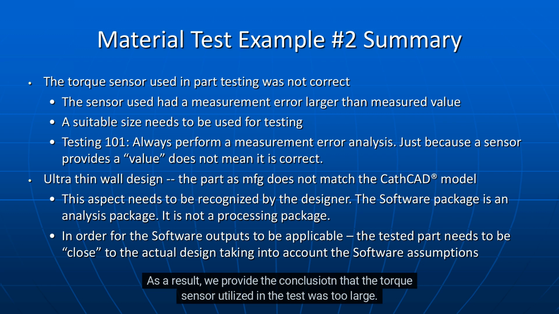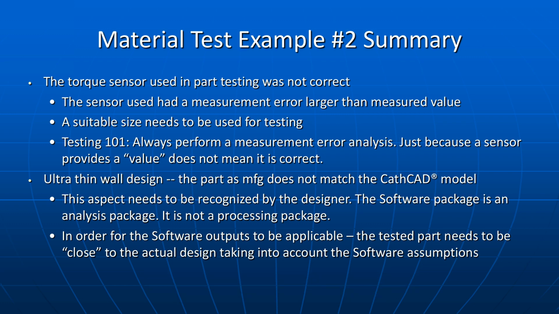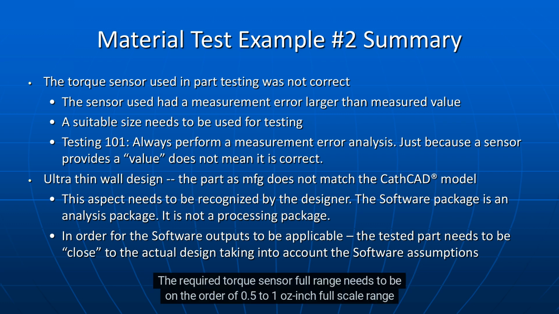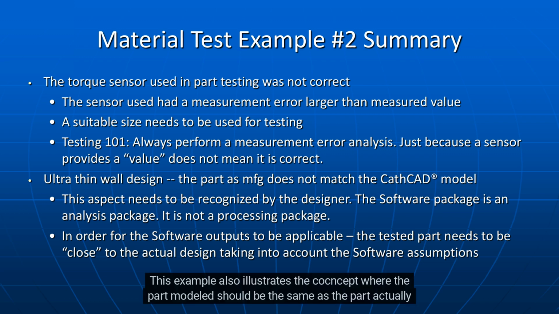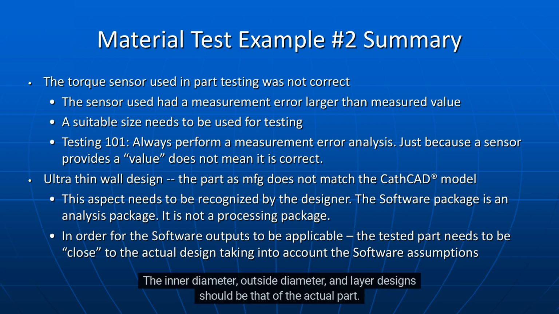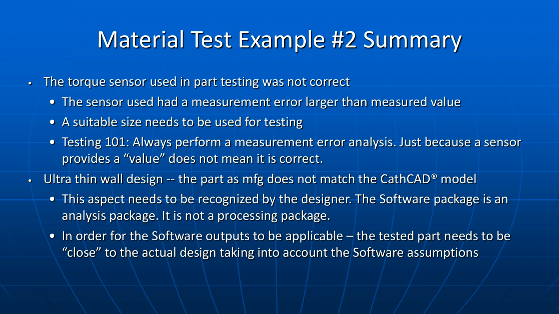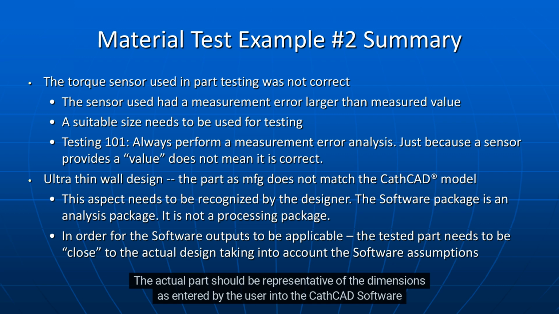As a result, we provide the conclusion that the torque sensor utilized in the test was too large. The measured value is meaningless. The required torque sensor, full range, needs to be on the order of 0.5 to 1 Oz-inch full-scale range in order to measure the prototype. This example also illustrates the concept where the part modeled should be the same as the part actually manufactured. The inner diameter, outside diameter, and layer designs should be that of the actual part. The actual part should be representative of the dimensions as entered by the user into the CathCAD software.